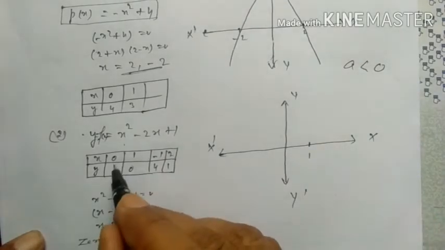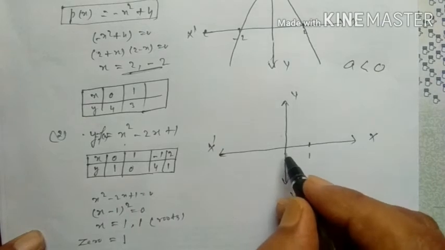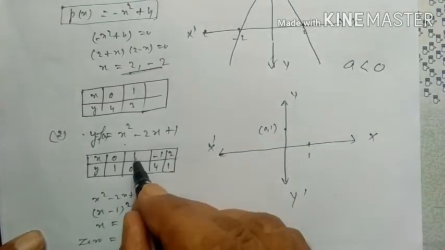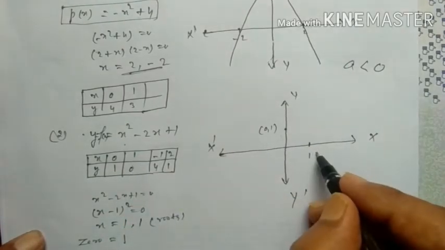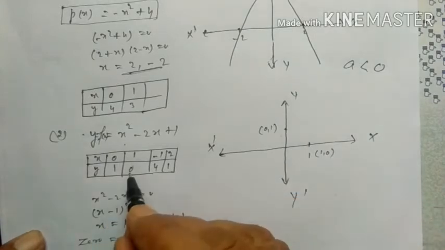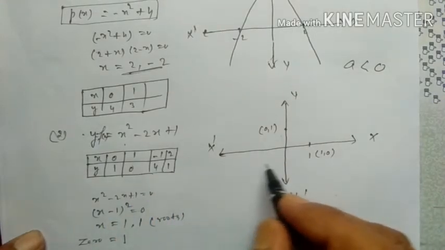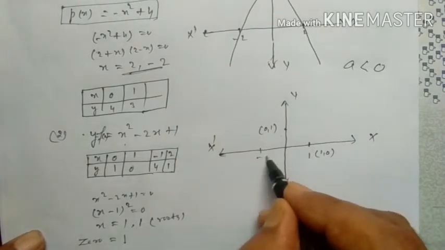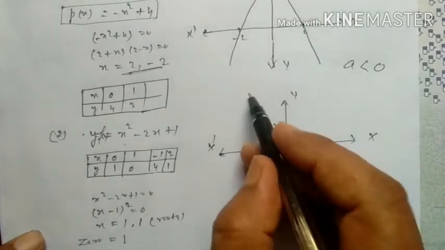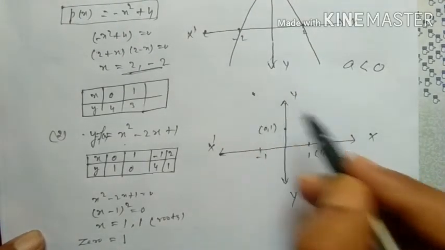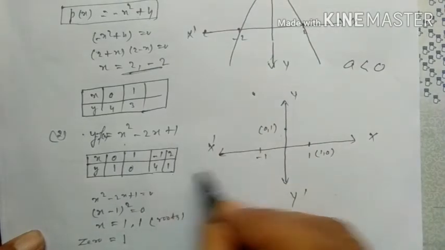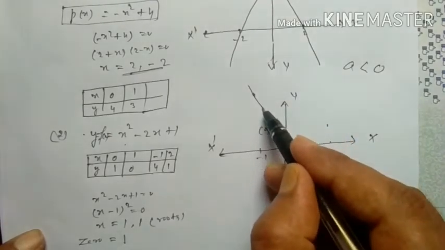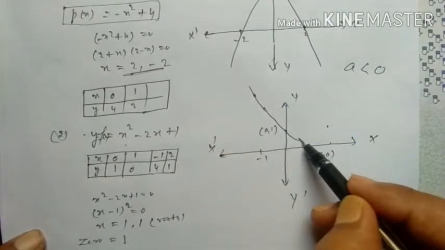Now plot these points: x equal to 0, y equal to 1; x equal to 1, y equal to 0, this is 1, 0; and x equal to minus 1, y equal to 4; and 2, 1. So the graph will be like this.